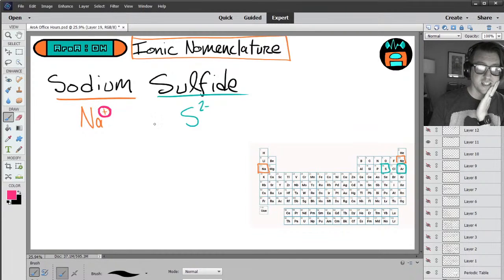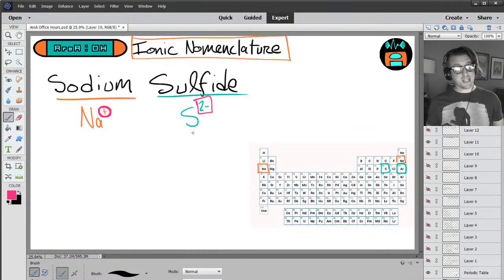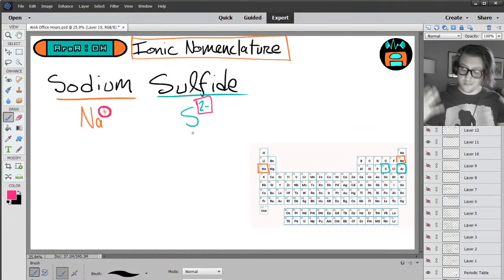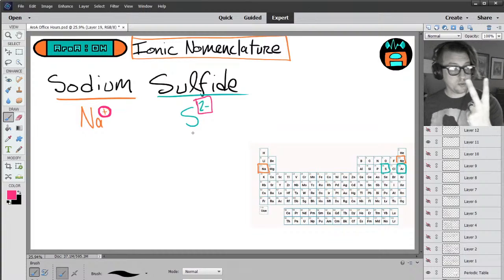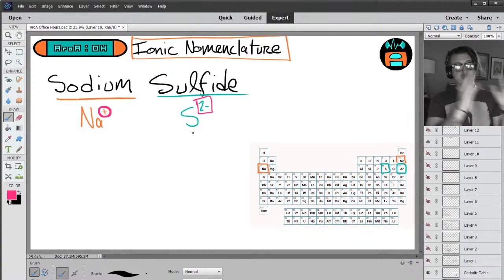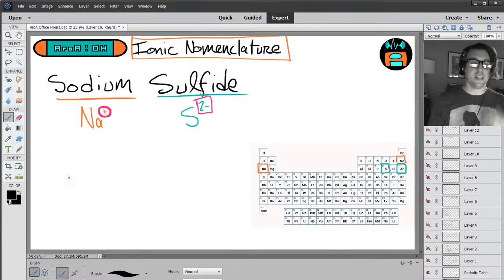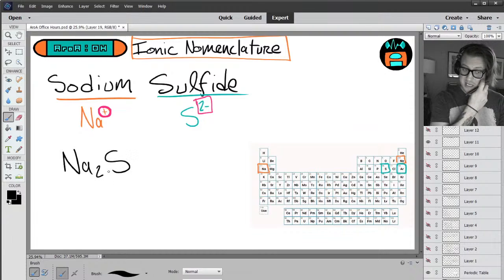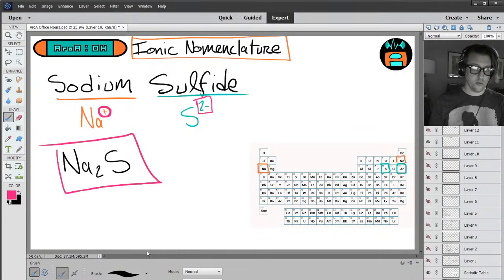All right, so now we need to balance our charge of +1 together with our charge of -2. So how many positives do we need to balance this negative? And the answer is 2, right? To balance our charge of -2, we need to bring 2 sodiums to this party. So the chemical formula for sodium sulfide will be Na2S, because we need 2 positive ones to balance with our -2.